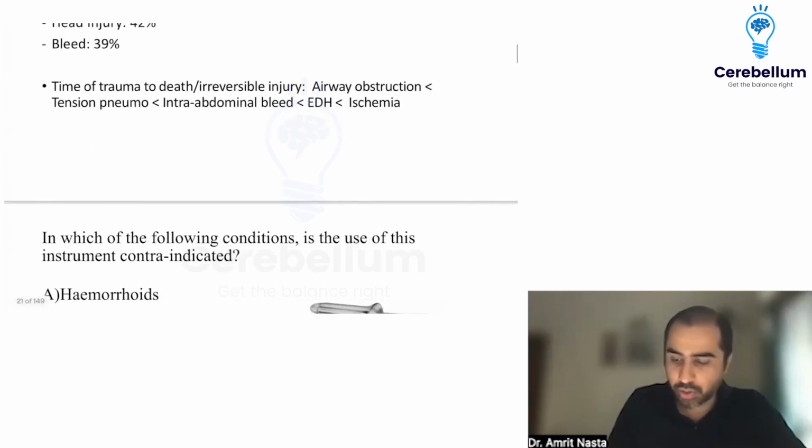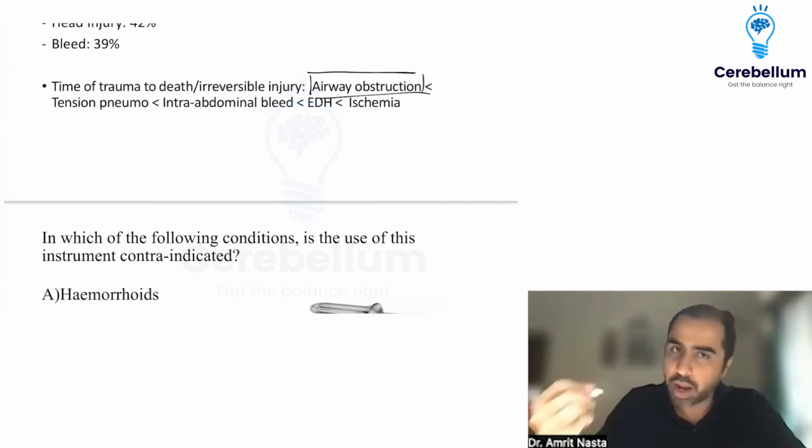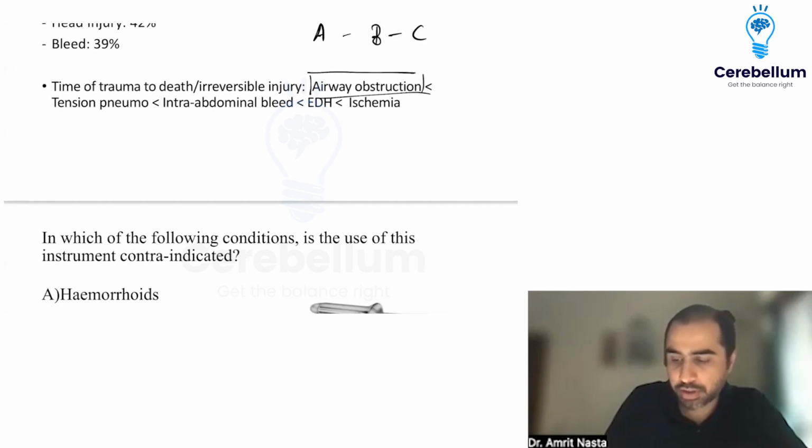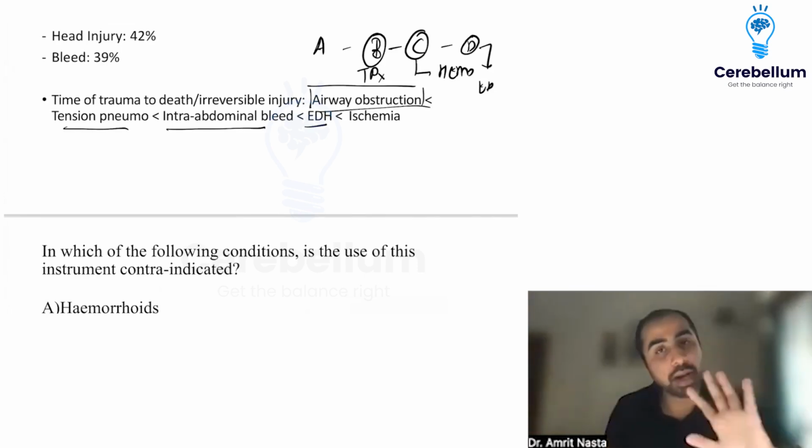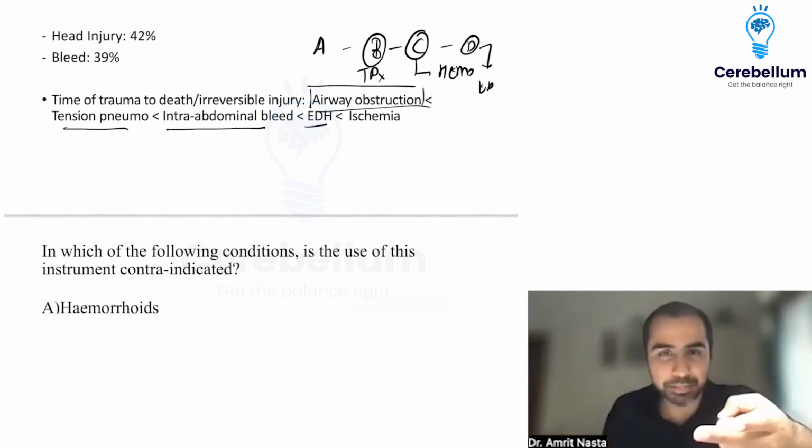So this I already told you, least time is airway obstruction. Obviously, that's why it is ABCD. First it will be airway obstruction, then there will be breathing problems like tension pneumothorax. This is number 2. Then you have bleeding problems like hemorrhage, cardiac tamponade. Then D will be EDH. This is the order given in Bailey: airway obstruction, tension pneumothorax, intra-abdominal bleed, EDH. This is the Bailey answer. Tension pneumothorax is second.